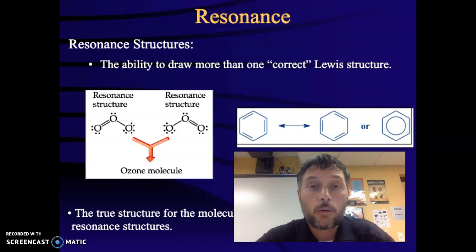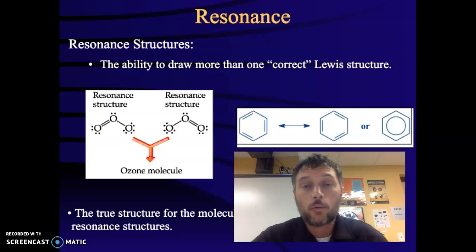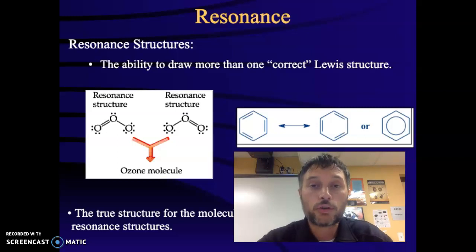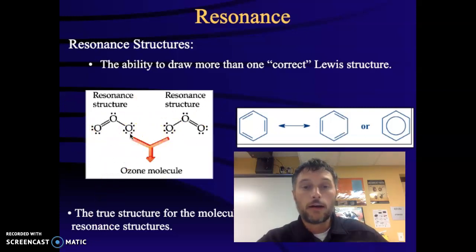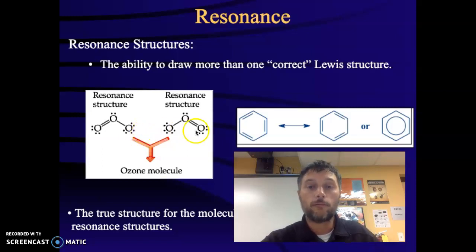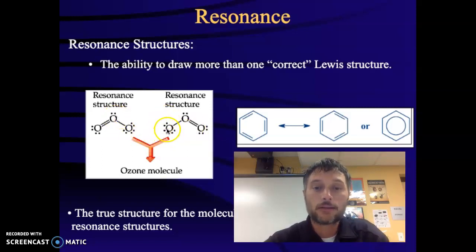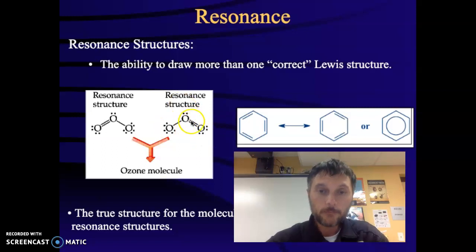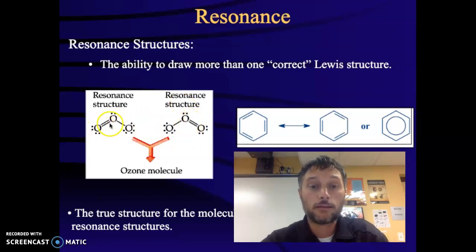In this short video, we're going to discuss resonance. So resonance is the idea that we can draw many, or sometimes two or three, different versions of Lewis structures that represent the same formula. If you notice on this diagram right here, we've got two different versions of the same thing. It's still O3. There's still one double bond, but those double bonds are in different locations.